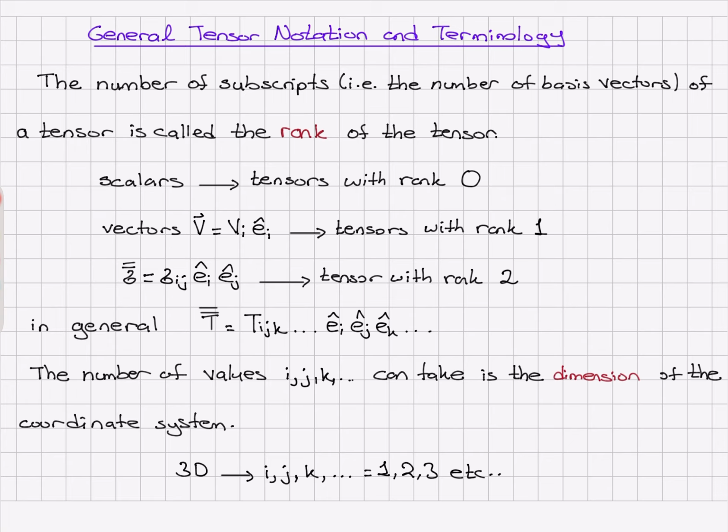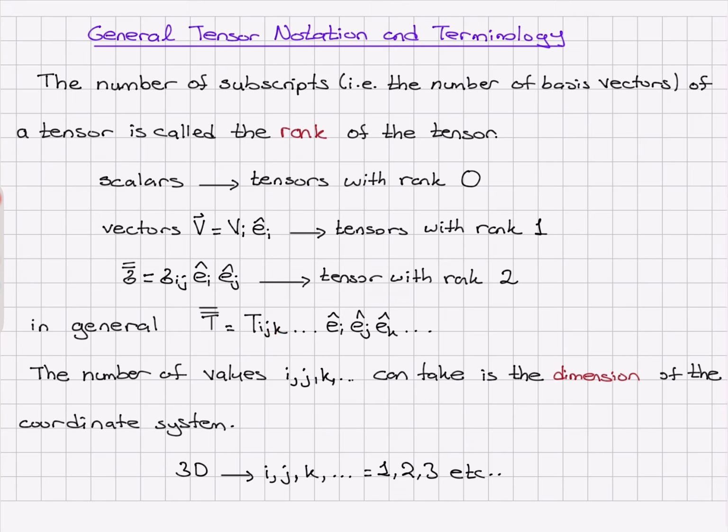we talk about the number of subscripts. That's the number of basis vectors we need to describe a quantity. This is called the rank. A scalar is a tensor with rank 0. A vector is a tensor with rank 1. And here is an example for a tensor with rank 2. In general, you can have any rank that you need to describe your situation, but these subscripts i, j, k can take a certain number of values.